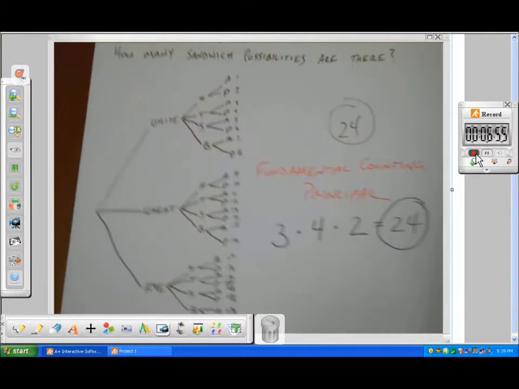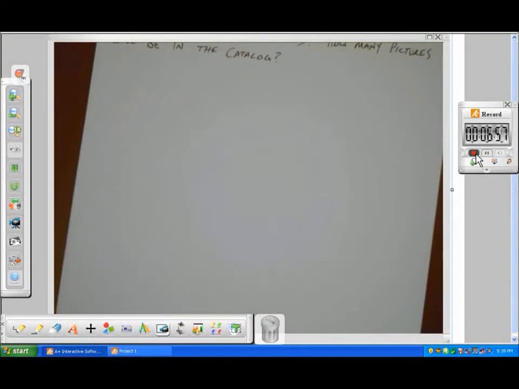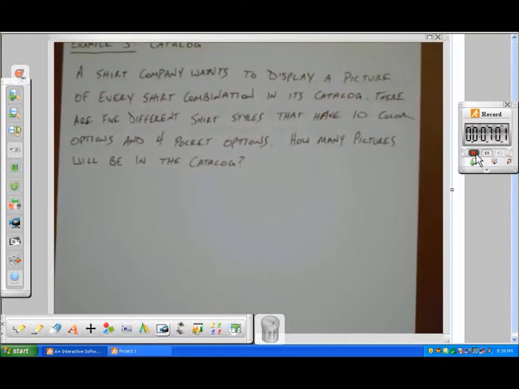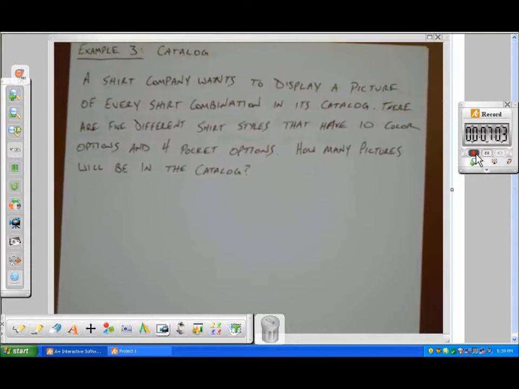This one's about a catalog. A shirt company wants to display a picture of every shirt combination in its catalog. There are 5 different shirt styles that have 10 color options and 4 pocket options. How many pictures will be in the catalog? Well, let me take a look.